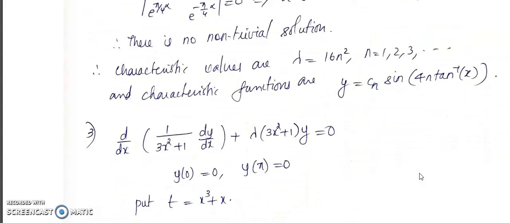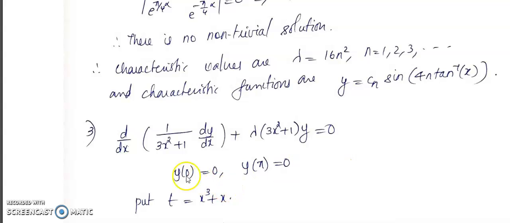And I want you to do one more problem. That is d by dx of 1 by 3x square plus 1 dy by dx plus lambda times 3x square plus 1 times y equal to 0. So these are the conditions. Here, like in the previous problem where we took the substitution x equal to tan t, here we need to use the substitution t equal to x cube plus x.